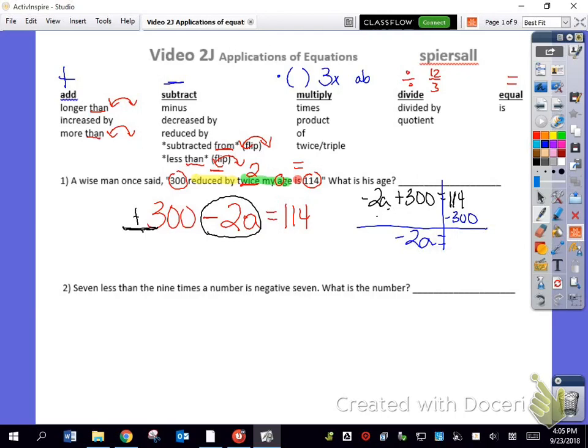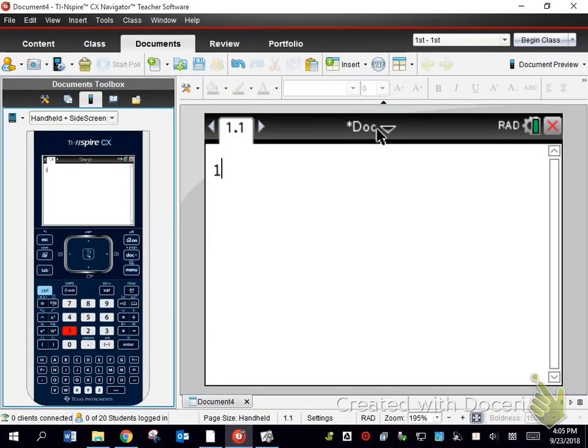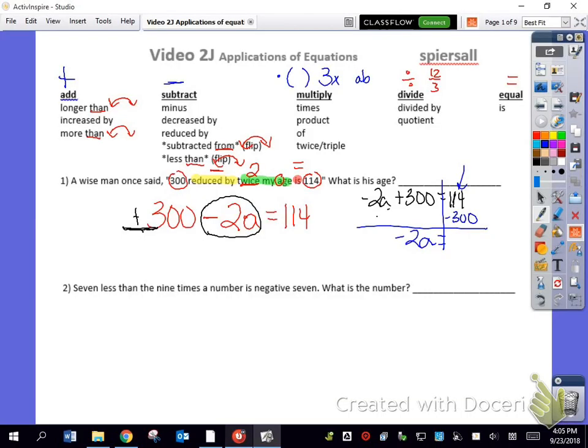So on your calculator, make sure you start from the top, 114 minus 300, and then hit enter. It's a negative 186. And then you would divide by negative 2. If you have a negative out in front, make sure you divide by negative. So negative 186 divided by negative 2, a would be 93. Okay, so the age is 93.